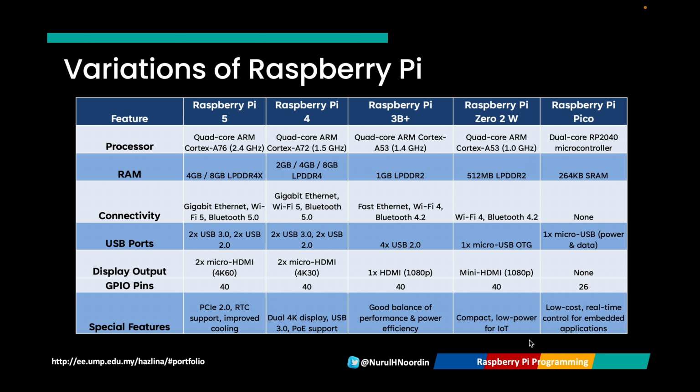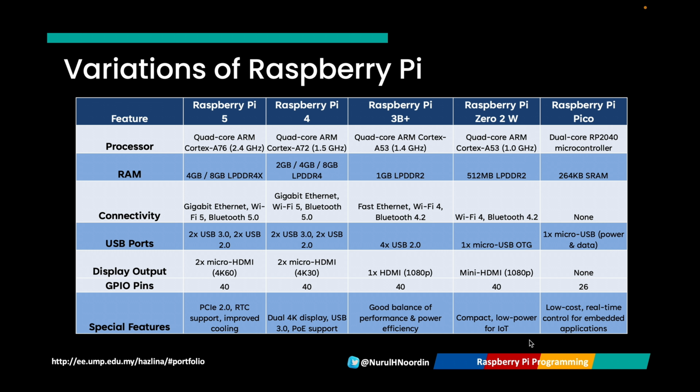Now, let's have a look into each special feature. Each model has unique strengths. The Raspberry Pi 4 supports dual 4K display, making it a powerful mini computer. The Raspberry Pi 3B Plus is a great all-rounder for IoT and robotics projects. The Raspberry Pi Zero is ultra-compact and power-efficient, perfect for portable applications. The Raspberry Pi Pico is a microcontroller designed for embedded systems and hardware control. The choice of these Raspberry Pis depends on project requirements.